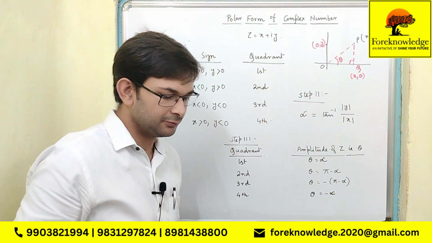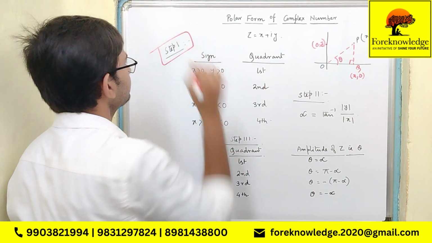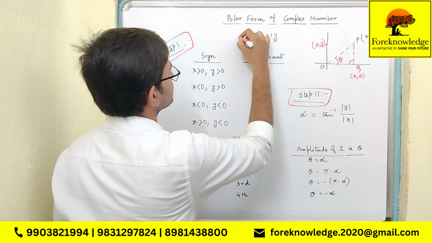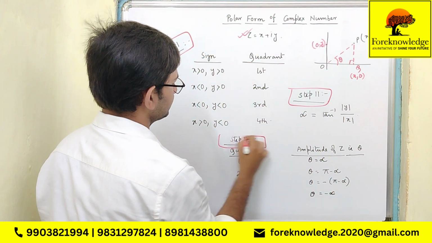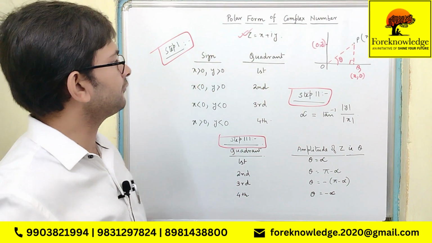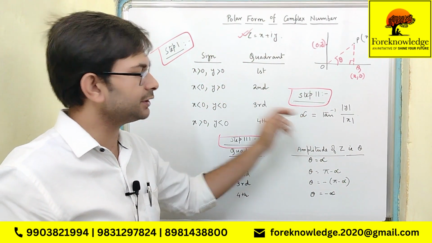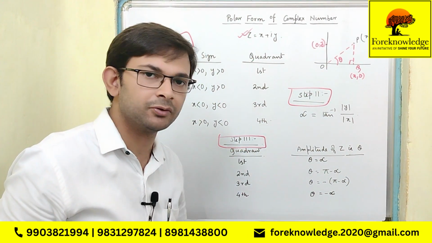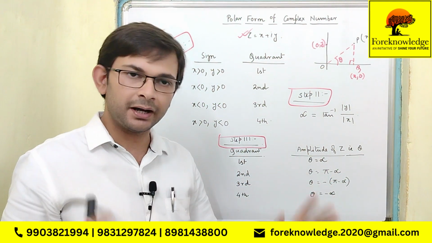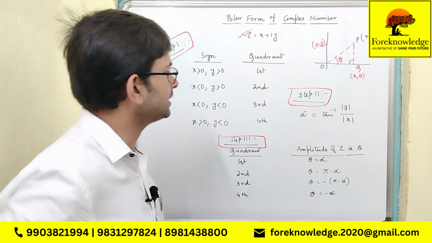These are the three simple steps to find the principal argument or amplitude of a given complex number z. First, you need to find out the quadrant where the z is lying. Second, you need to calculate the alpha, tan inverse mod y by mod x. And third, you have to follow this table and get the result. That's how we find the amplitude of z.